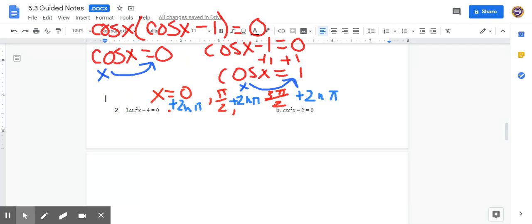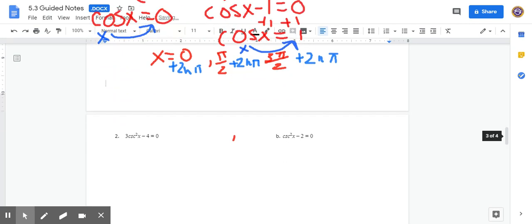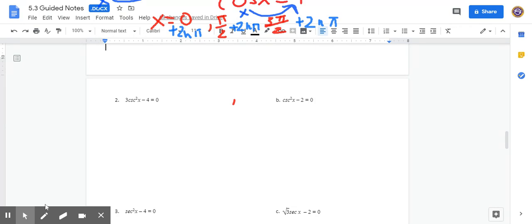So now for number 2, now we have cosecant. So we're going to see how that one plays out. For this one, we have a square. So we can either think about factoring, or we can think, if we're not sure if we can factor this, we might have to solve it by square roots. So in this case, because there's only one trig function, we can solve by using square roots. And I'm going to show you how that works.